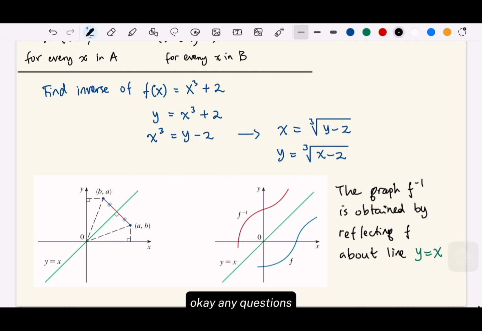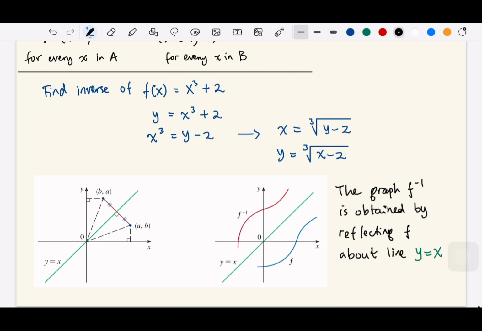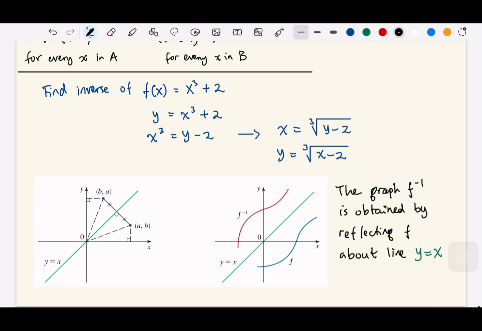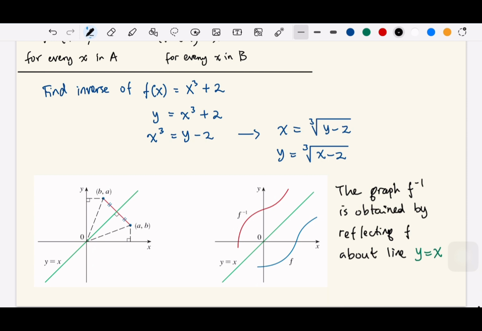Okay, any questions? We have a little bit small section, but I think I will complete that section next week. And then we can move to limit, the very first chapter for calculus. I believe functions is like pre-calculus stuff. If you want to know more completely about functions, I think I will also cover it in basic math.